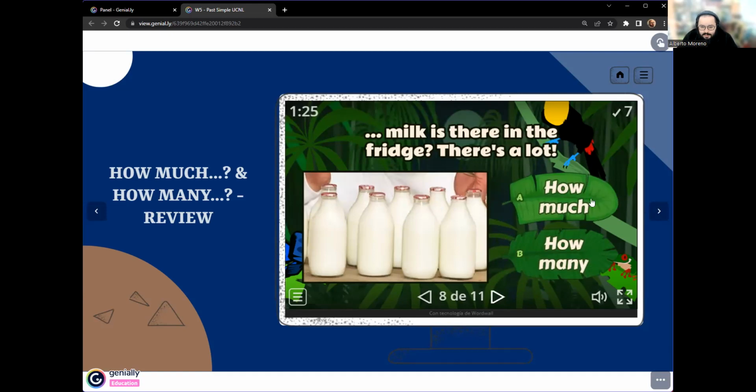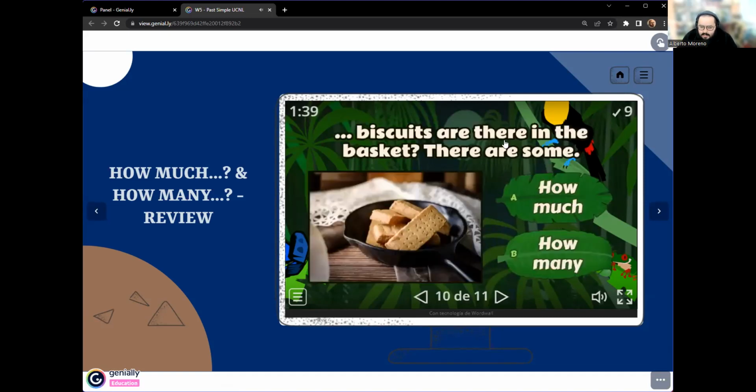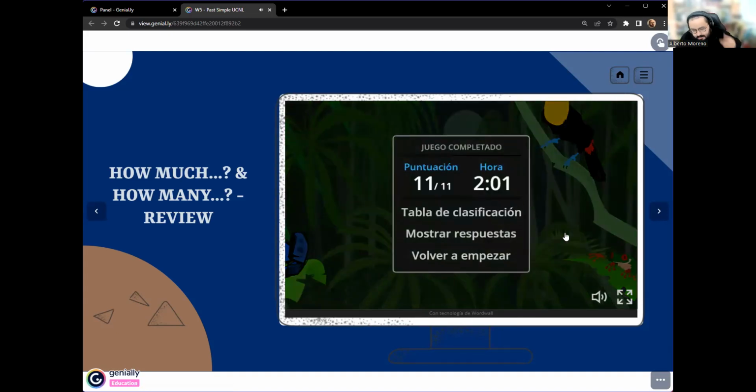Milk is there in the fridge. There's a lot. How much? How much. Bananas are there in the fridge. There are a lot. How many? How many. Biscuits are there in the basket. There are some. How much? How many. Sí, how many. Okay. Chocolate is there on the table. There isn't much. How many or how much? How much. And that's it. Okay, so guys, very good.